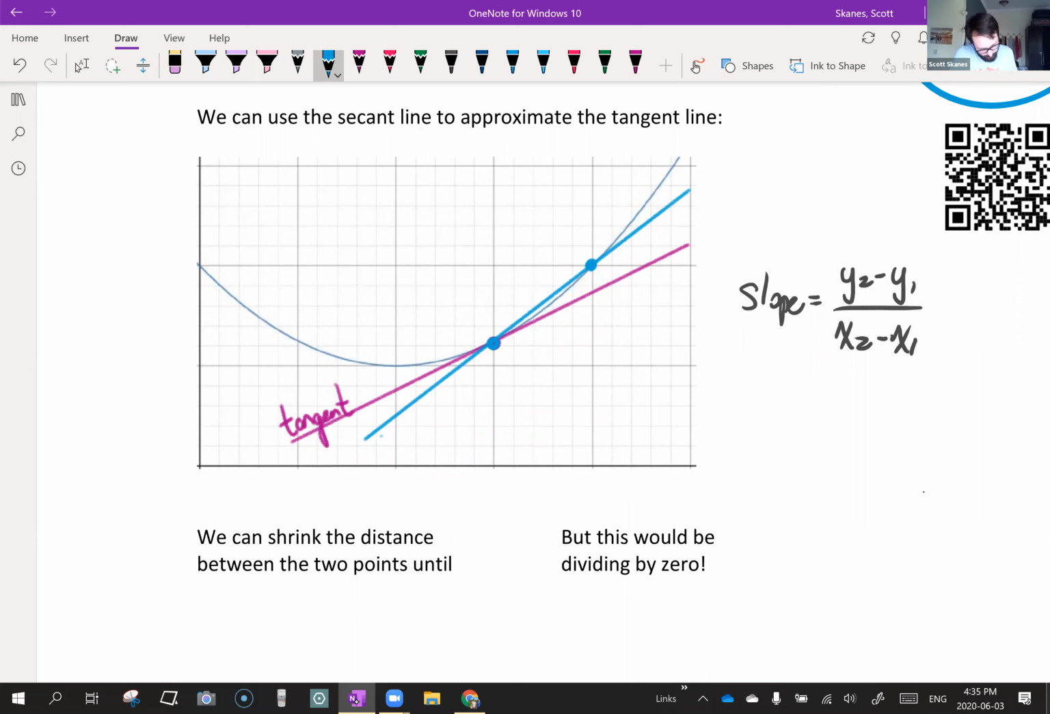Sorry, my computer is doing that thing where it decides to stop letting me write. Okay, there we go. Computer, stop. Secant.